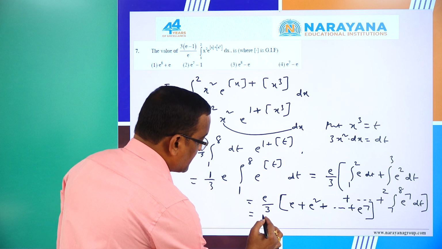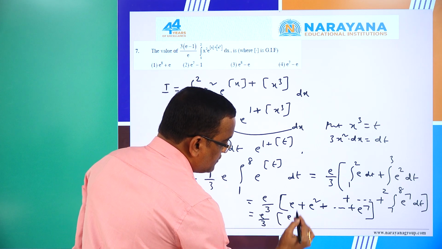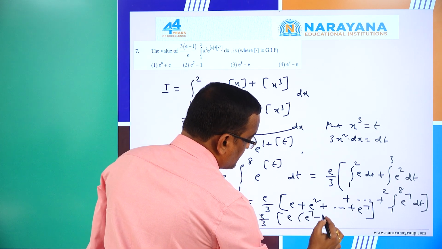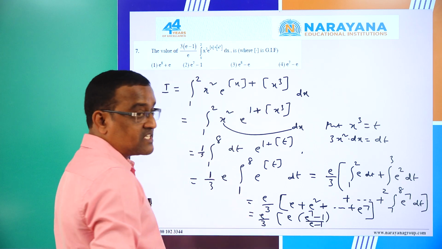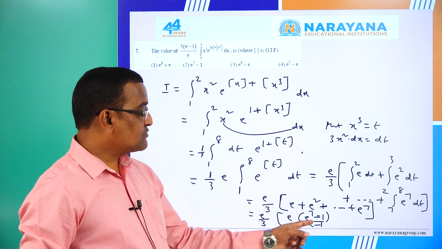So this is e by 3 into e power 7 minus 1 by e minus 1. Sum to 7 terms in GP is a into r power n minus 1 by r minus 1.